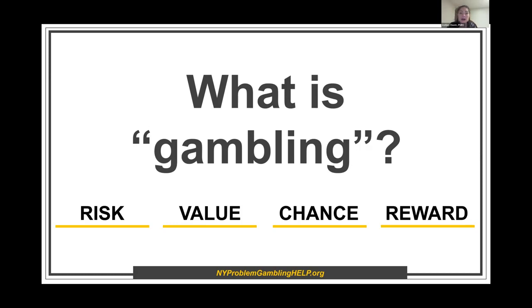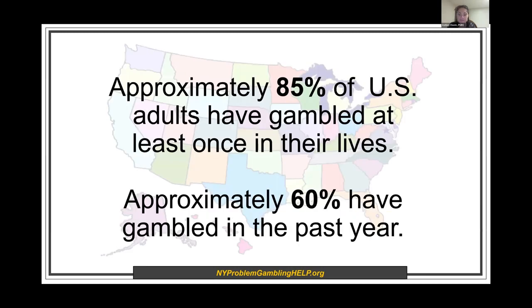Right? So risk, value, chance, reward, those are the key components. Any behavior that involves all four of these things and involves this process of risking something of value on a game of chance with the hope of getting a reward fits our definition of gambling. Just an overview scope on what gambling behaviors look like in our country.